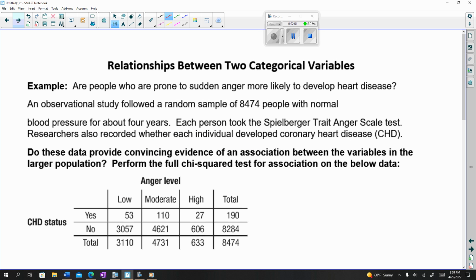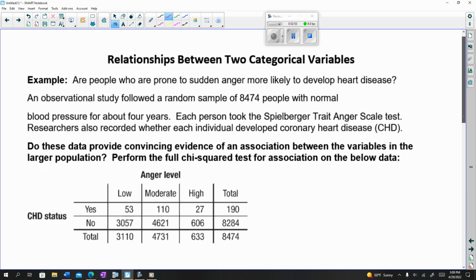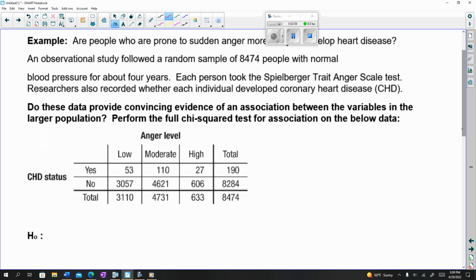All right, so here's another example. Are people who are prone to sudden anger more likely to develop heart disease? So basically, is there a relationship between people who experience sudden anger and heart disease? They did an observational study. So remember, this is not an experiment. So they can't really conclude causation. They can only conclude correlation, of 8,474 people with regular blood pressure. Each person took this test and they recorded whether each individual developed heart disease.